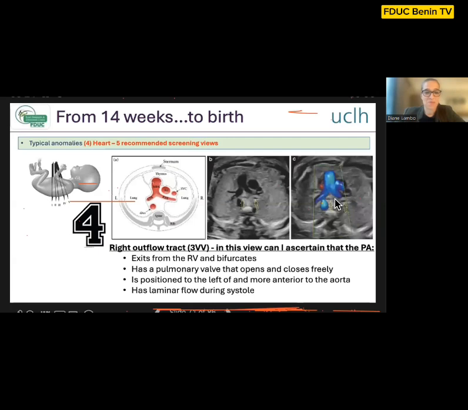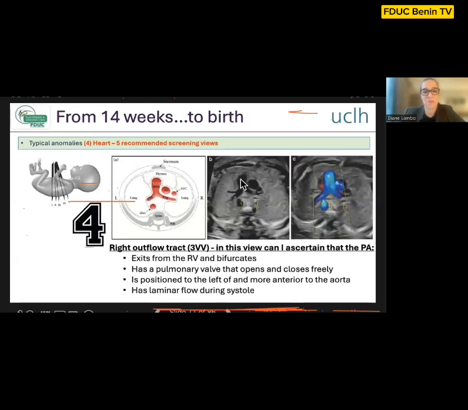The next view is what we call the right outflow tract. So remember, we've assessed your aorta on the left. What we want to then look at is your pulmonary on the right. And you do this with what we call the 3-vessel view. I'm sure you've all heard of this. And again, the question I'm trying to ask myself is, does the pulmonary exit from the right ventricle, and does it bifurcate into the left and the right pulmonary arteries? Does it have a valve that opens and closes?